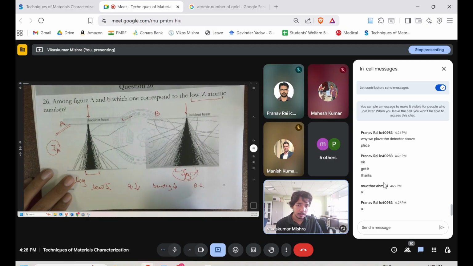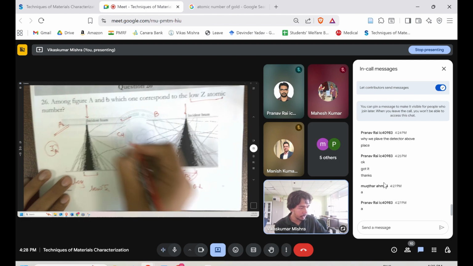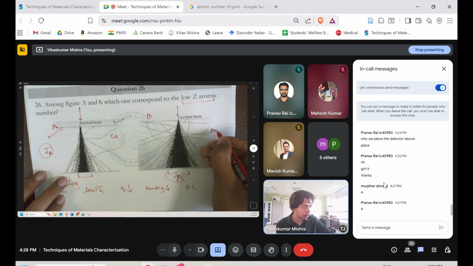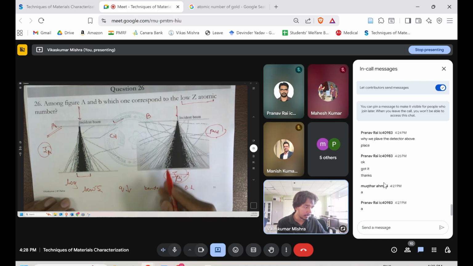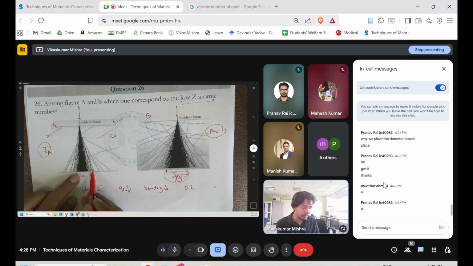Let me tell you now, this is copper and this is gold. Gold, we know, has the higher atomic number. Since it has the higher atomic number, the scattering angle will be large. Here, the scattering angle will be smaller. We cannot say that there won't be any scattering at the higher angle.